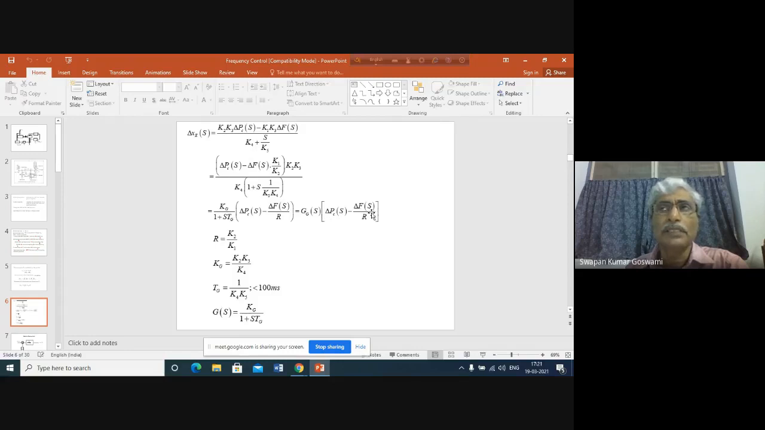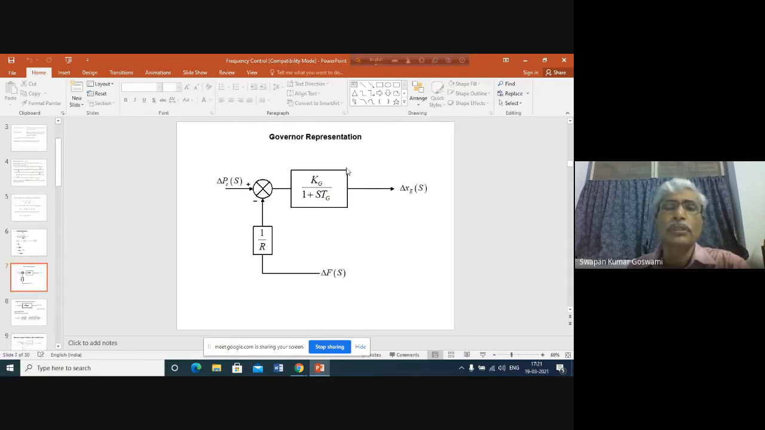Del Fs is the transform of the frequency change, and R is the governor regulation. So this is how we may represent the governor. Okay, in the general standard representation form, Kg by 1 plus sTg represents the transfer function of the speed governing system.